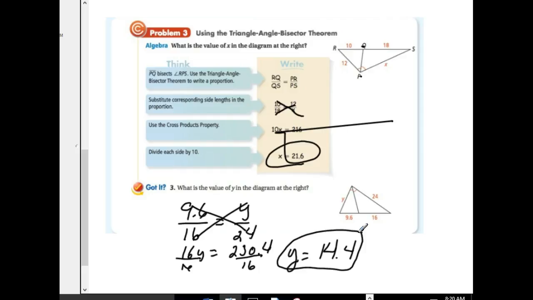So that's perfectly fine. But this is just showing you that you can only do this when the line that splits the big triangle into two smaller triangles is truly an angle bisector, which means it splits the angle perfectly in half. All right, hope this helps.